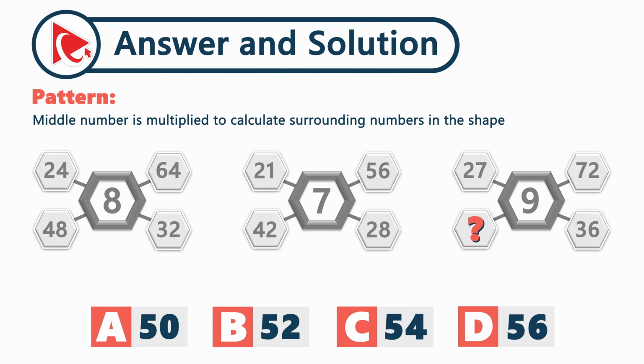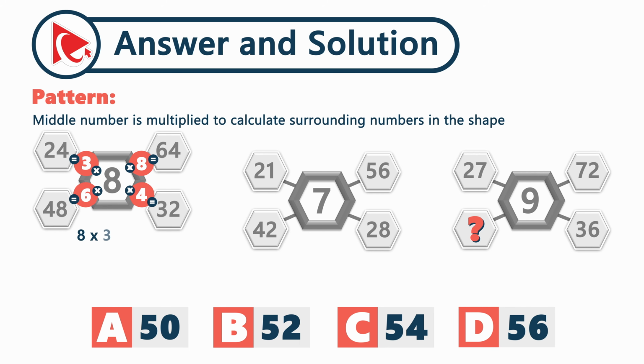Let's look at the example in the first drawing. We start with the number 8 in the middle. At 11 o'clock, we need to multiply it by 3, then by 8, then by 4, and then by 6. 8 by 3 is 24. 8 by 8 is 64. 8 by 4 is 32, and 8 by 6 is 48.